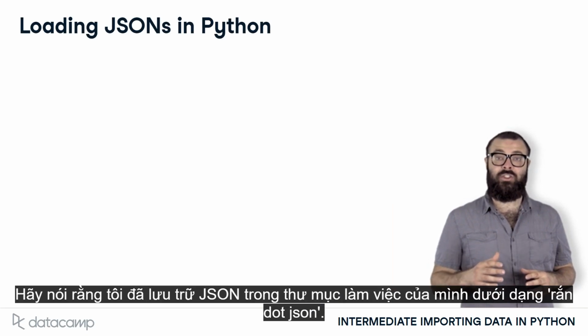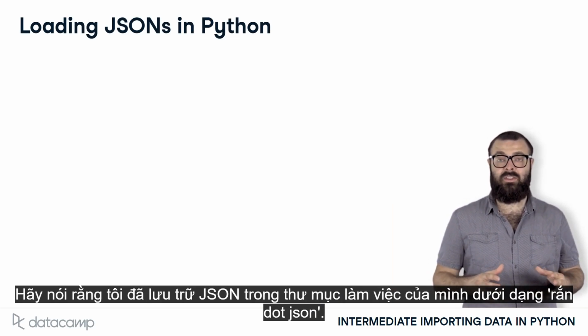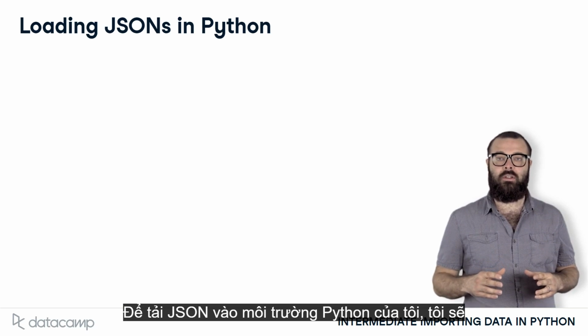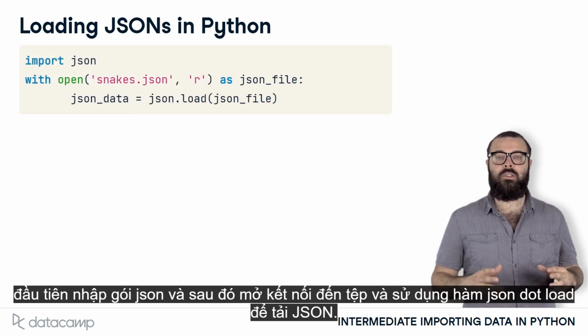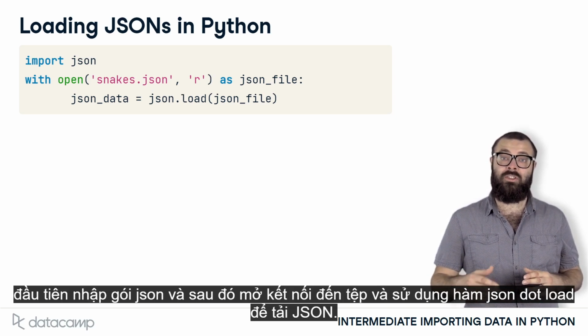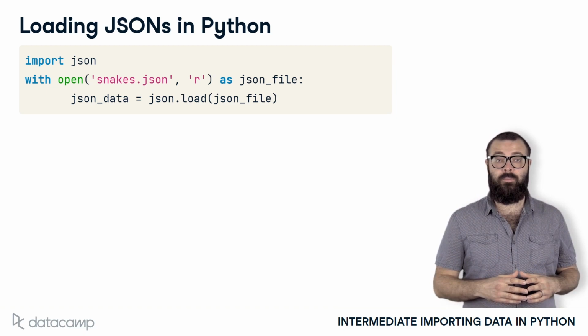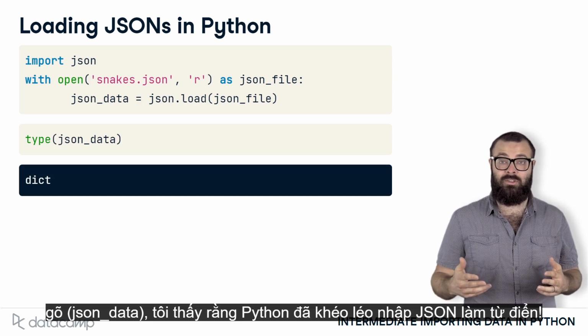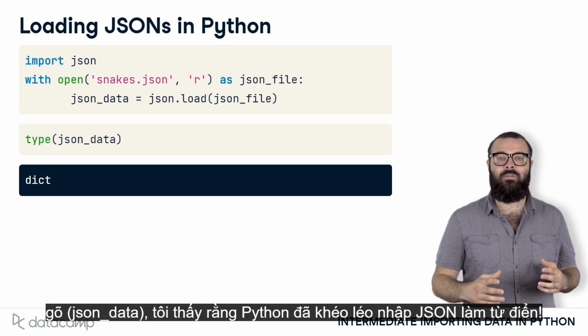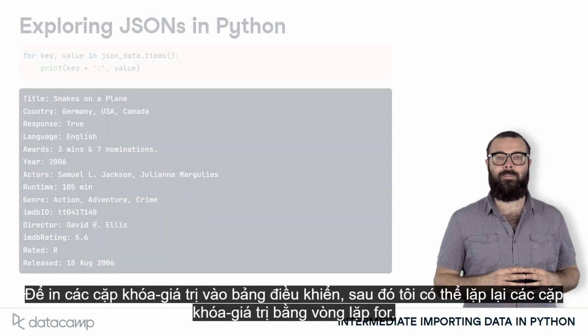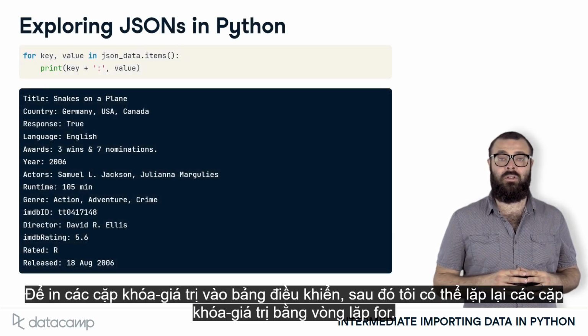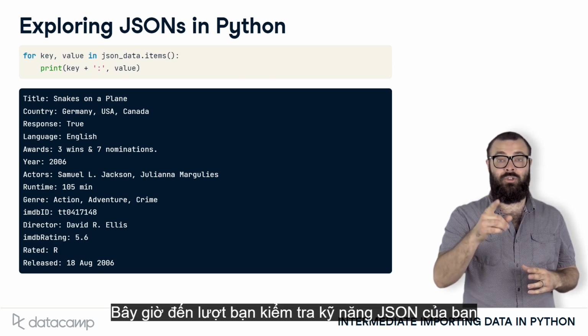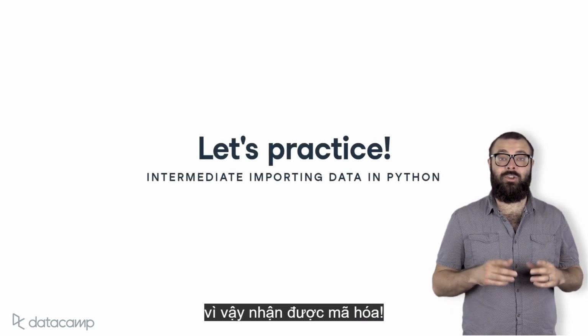Let's say that I had the JSON stored in my working directory as snakes.json. To load the JSON into my Python environment, I would first import the package json, and then open a connection to the file and use the function json.load to load the JSON. If I then check the data type of json_data by executing type(json_data), I see that Python cleverly imported the JSON as a dictionary. To print the key-value pairs to the console, I can then iterate over the key-value pairs using a for loop. Now it's your turn to test your JSON skills, so get coding.